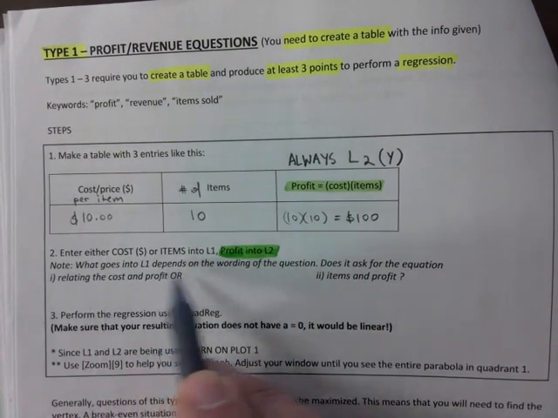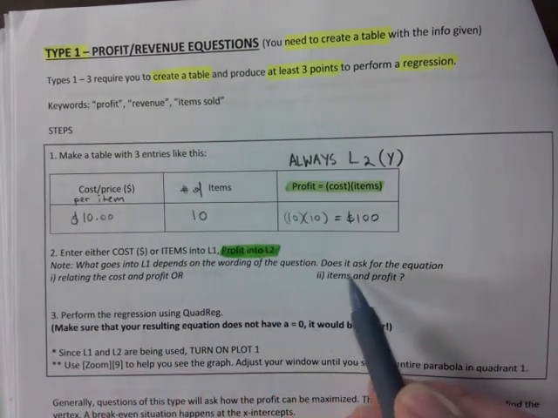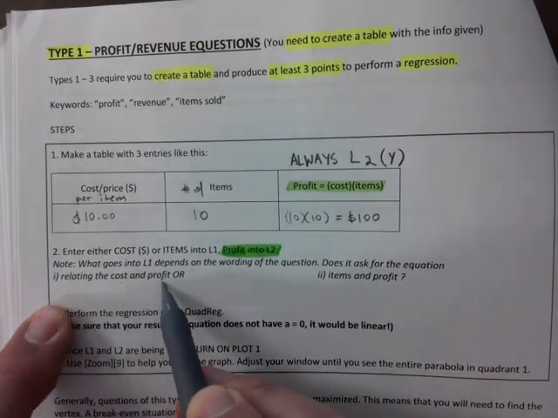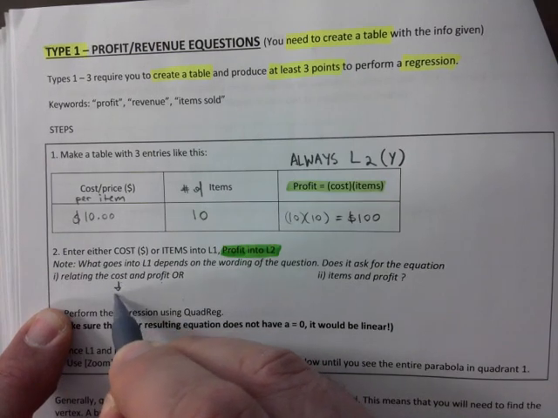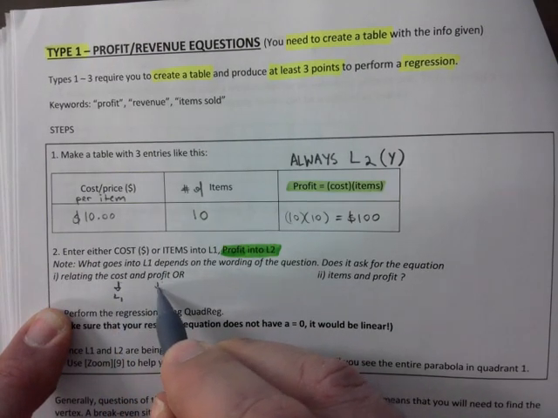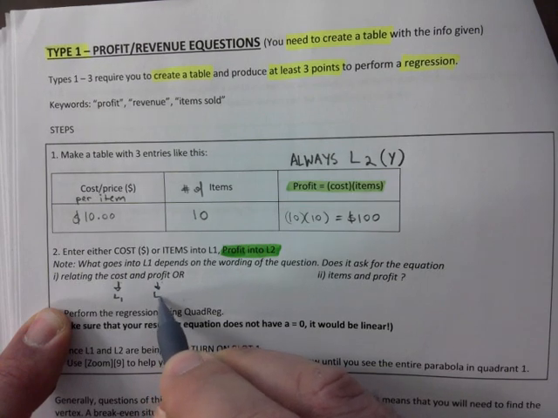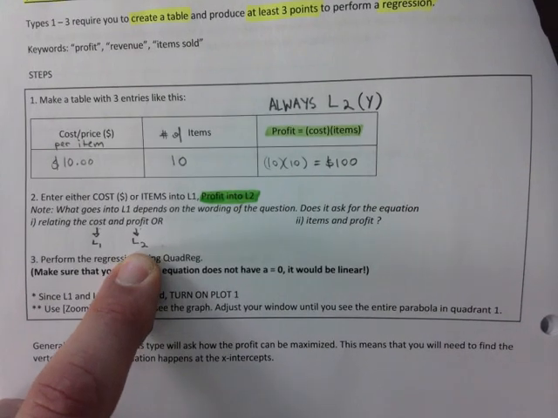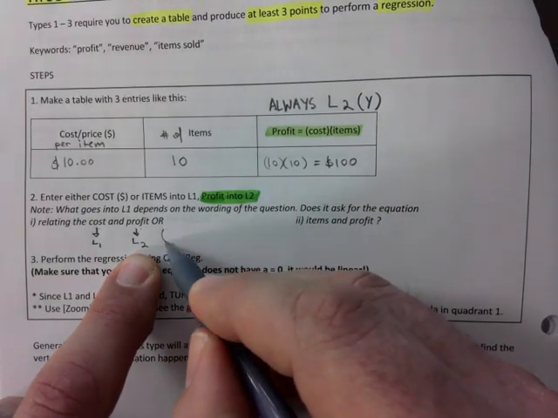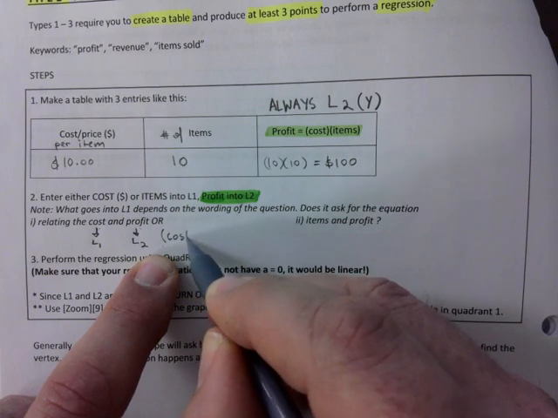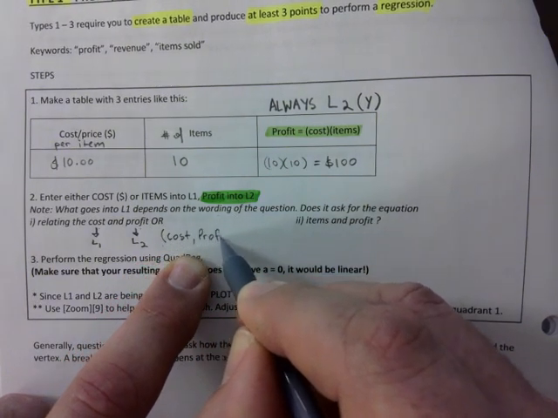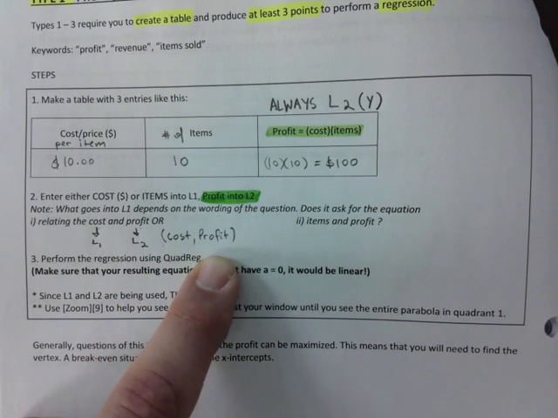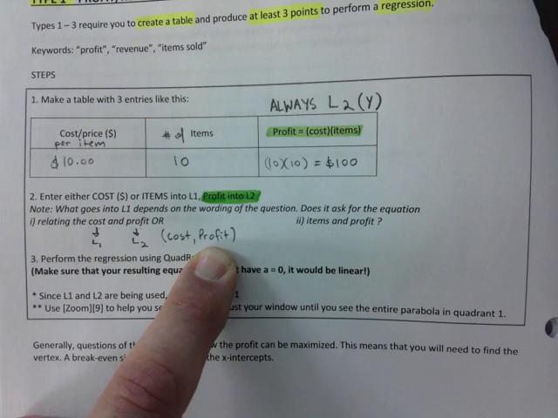Note, what goes into L1 depends on the wording of the question. Does it ask for the equation relating cost and profit? Then you would do this. Then you would put cost into L1 and profit into L2. Right? Which means that the parabola that you will get out of that would always be cost, profit. So at what cost, right, per ticket do you reach a certain profit for that company, right?